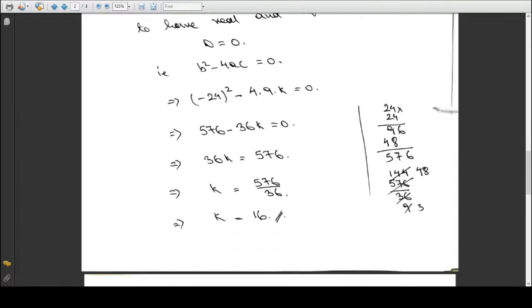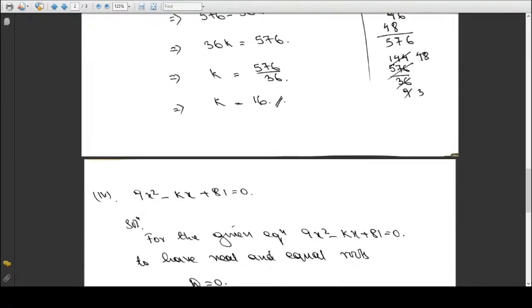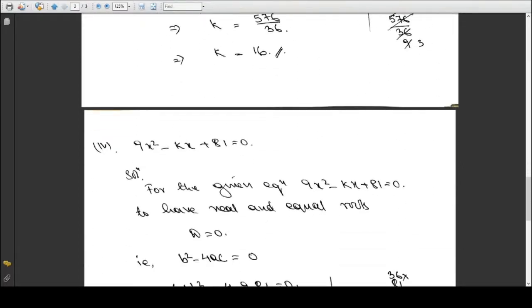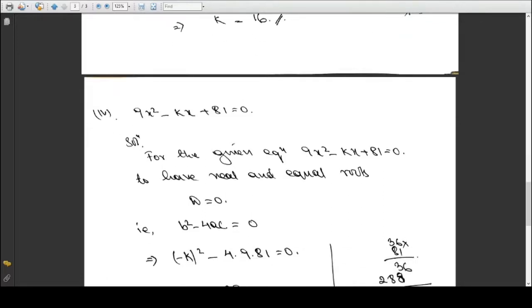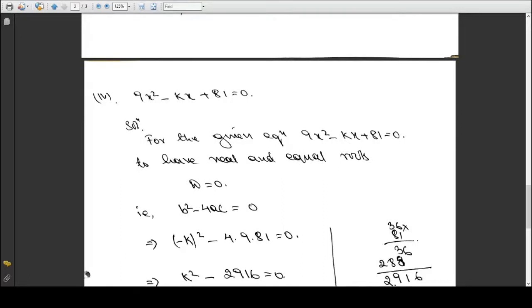Okay, now with the next number, same thing here also. For the given equation 9x square minus kx plus 81 equals 0 to have real and equal roots, the discriminant should be 0. That is, b square minus 4ac should be 0. What are a, b, c here? a is 9, b is minus k, and c is 81. Therefore, we'll have minus k square minus 4 times 9 times 81 equals 0.